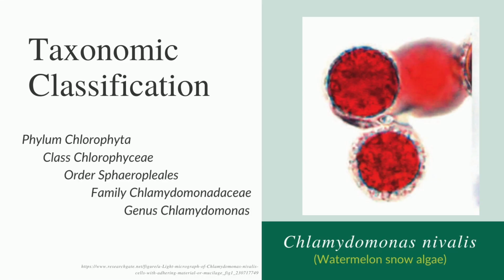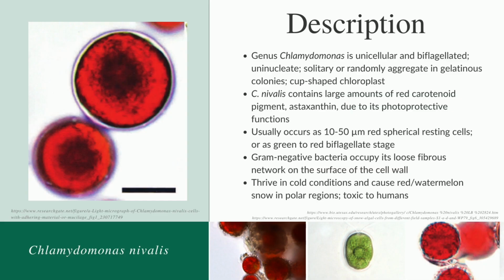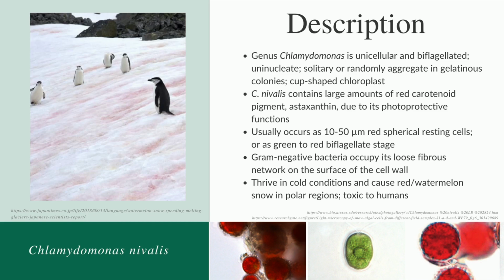Chlamydomonas nivalis is under the family Chlamydomonadaceae. It is also known as the watermelon snow algae. Genus Chlamydomonas is unicellular and biflagellated. They can be solitary or in colonies. One of the most interesting species under this genus is Chlamydomonas nivalis. C. nivalis is called the watermelon snow algae because it contains a red carotenoid pigment called astaxanthin that makes patches of snow appear red or pink.